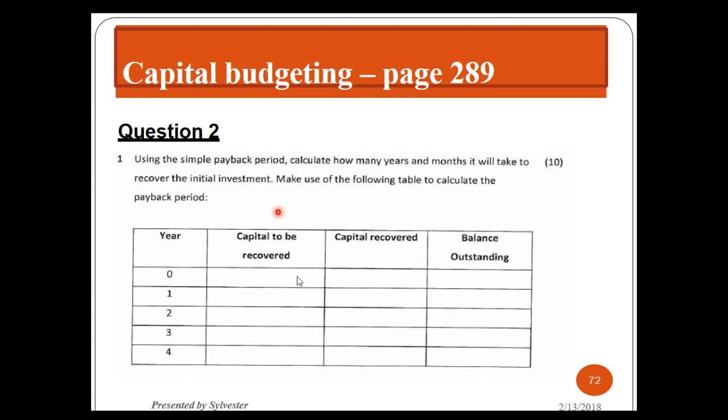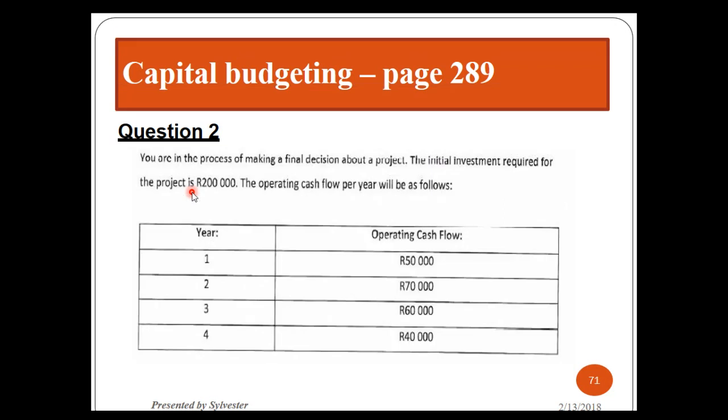The question says, using the simple payback period, calculate how many years and months it will take to recover the initial investment. Remember we said the payback period, we just have to check how long it takes us to recover the initial investment. Remember at this moment, our initial investment is what? Is 200,000. So this 200,000 will be recovered by these cash flows which we have generated from year 1 to year 4. But we want to check using these cash flows, how long will it take us to cover the 200,000? Okay, so there are different methods that you can use.